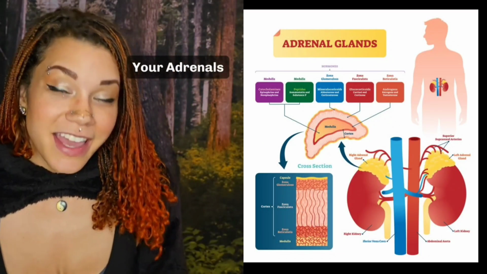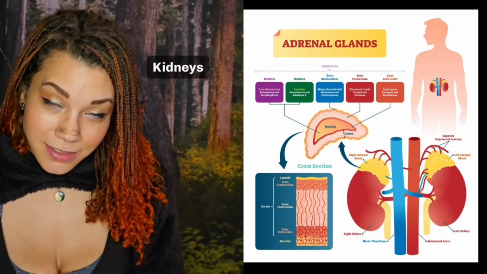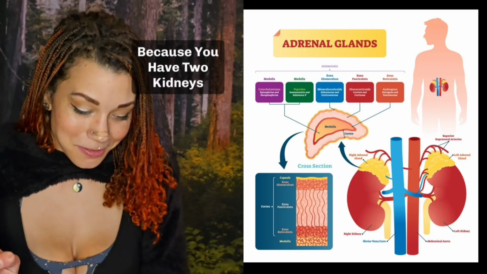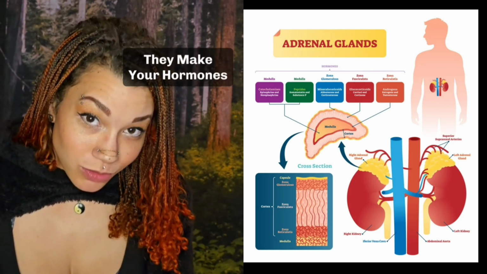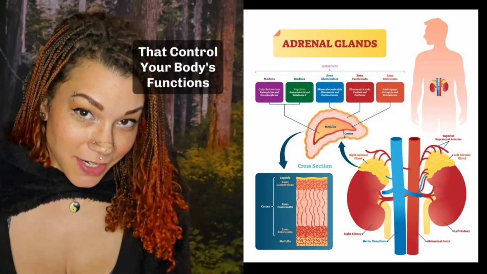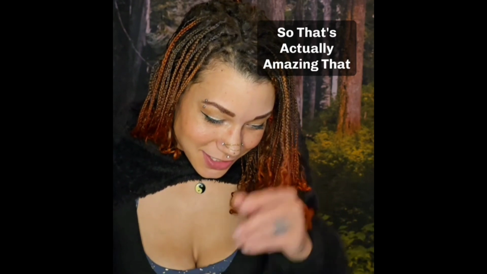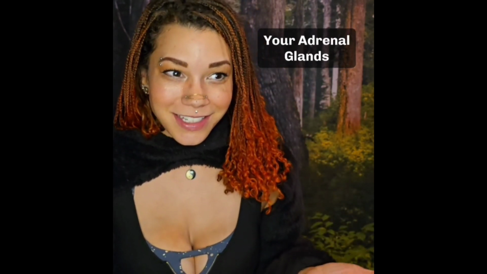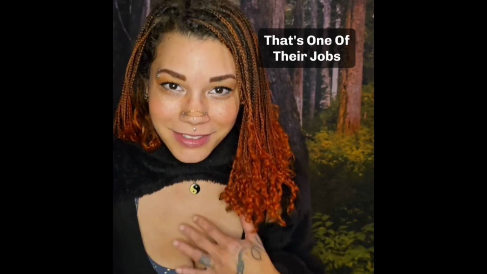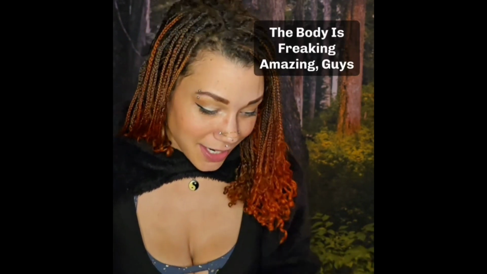Your adrenals. They are located on top of your kidneys. You have two because you have two kidneys. They make your hormones that control your body's functions, such as your metabolism, your heart rate, blood pressure, and the actual salt to water ratio in your body. So that's actually amazing that your adrenal glands do that, that's one of their jobs. The body is freaking amazing, guys.